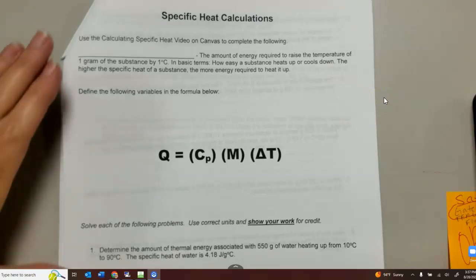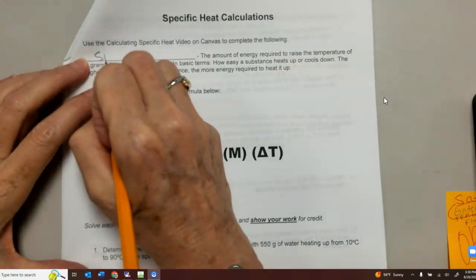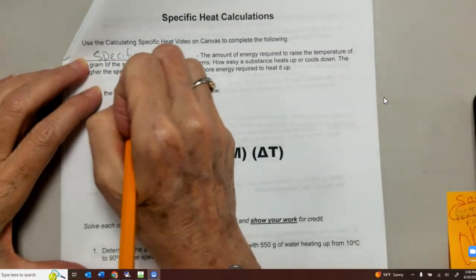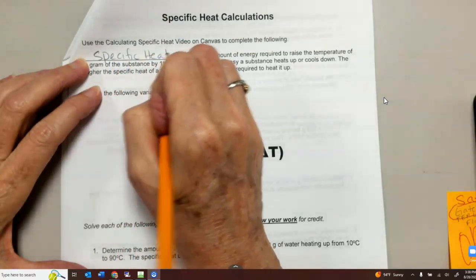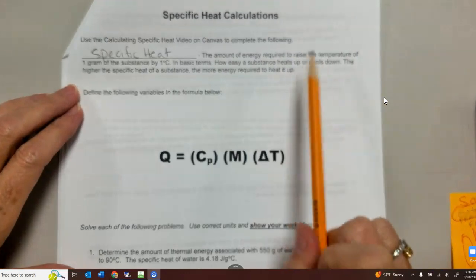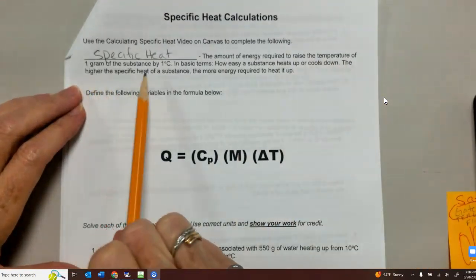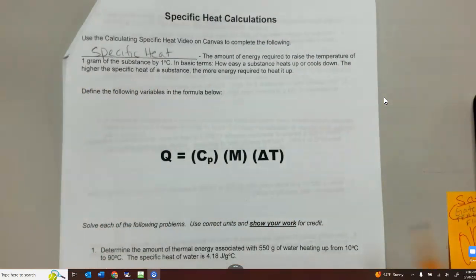Specific heat calculations. Okay, specific heat is the amount of energy required to raise the temperature of 1 gram of substance by 1 degree Celsius. So it's basically how easy a substance heats up or cools down. The higher the specific heat of a substance, the more energy is required to heat it up.